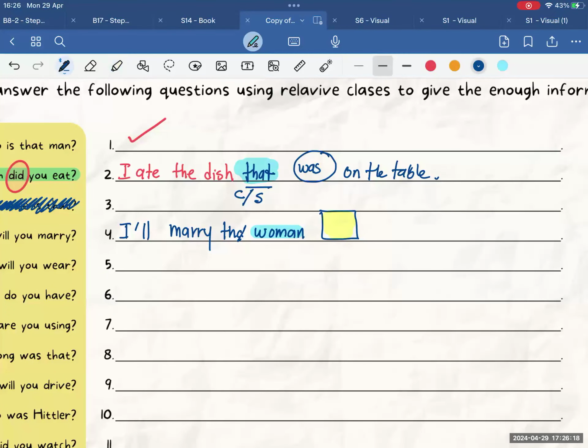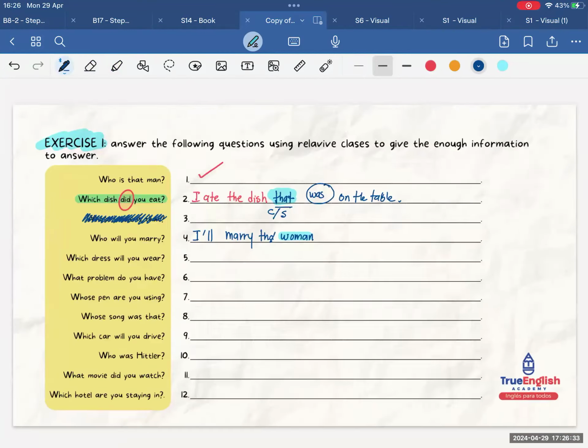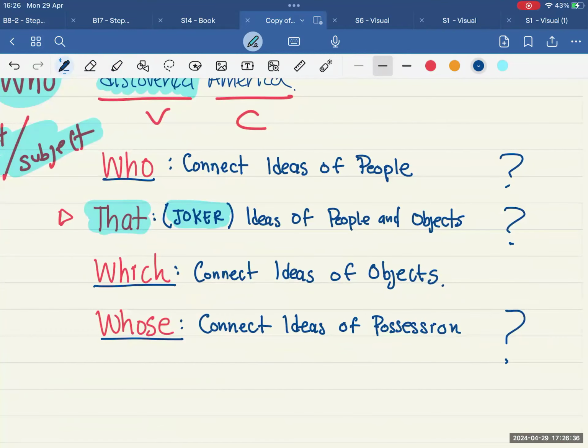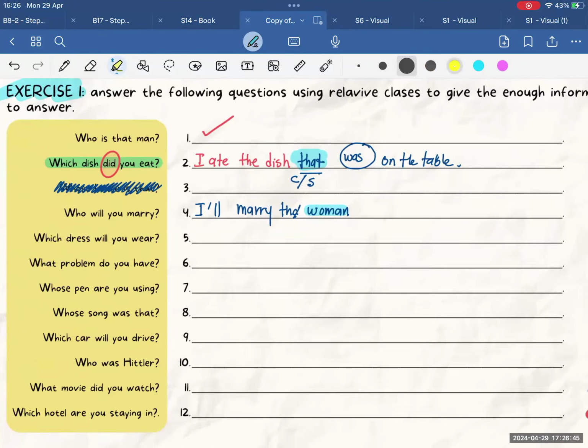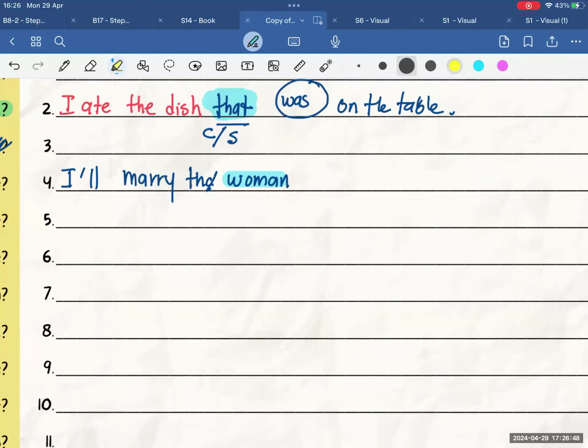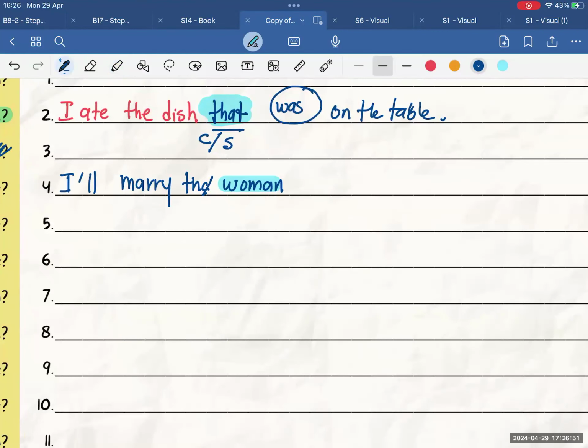Was. No, not the connector. Was not. What is the connector, guys? For people. Where? Here. Connectors for people, who, right? Es que pensé que el D era that. Oh, okay. So it has to be I'll marry the woman who... who, you can do it.